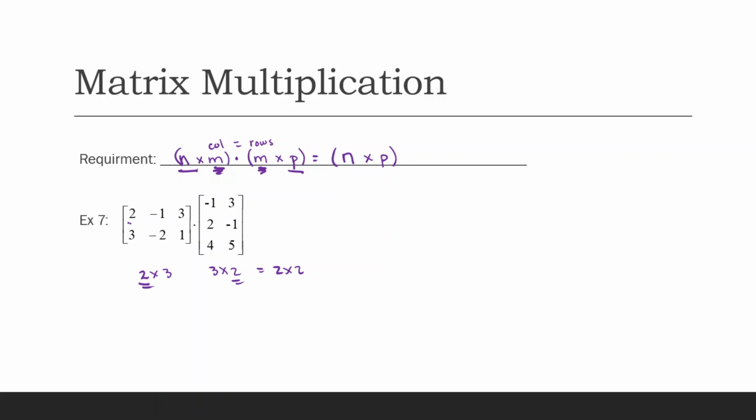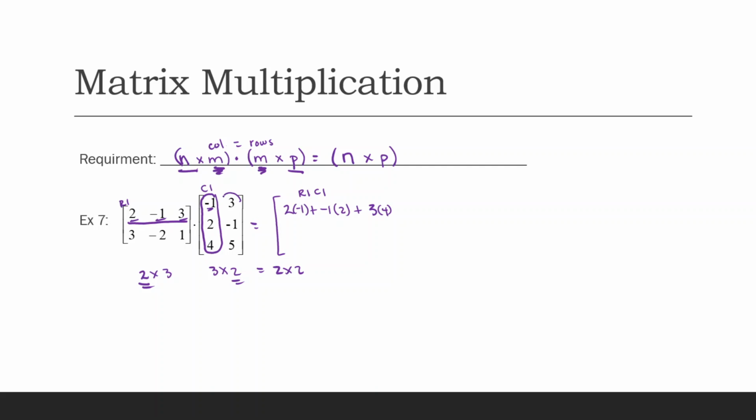Now, how does this work? Well, the first thing we're going to do is take row 1 and multiply it by column 1. And that will get me row 1, column 1 in my result matrix. So I'm going to multiply each of the corresponding parts. I'm going to do 2 times negative 1, negative 1 times 2, and then 3 times 4, and then I add those together.